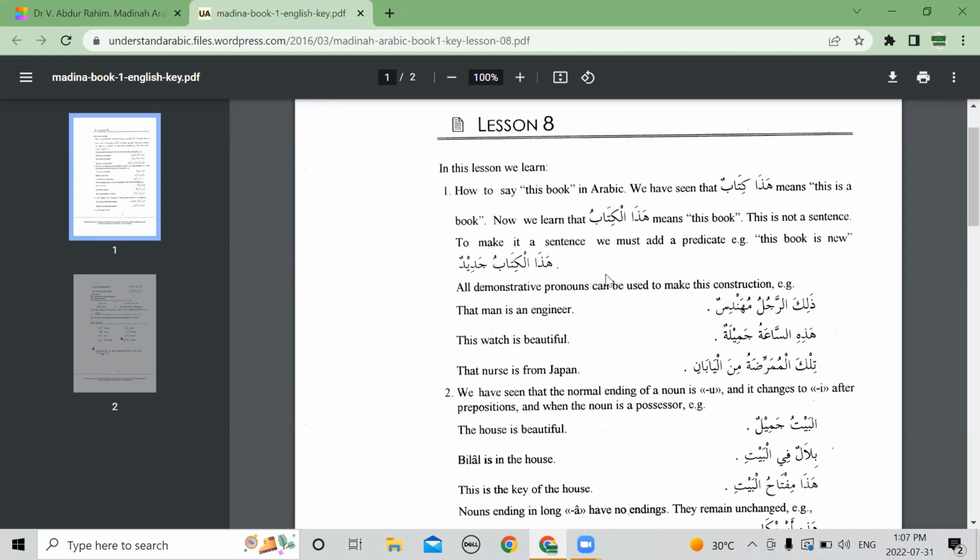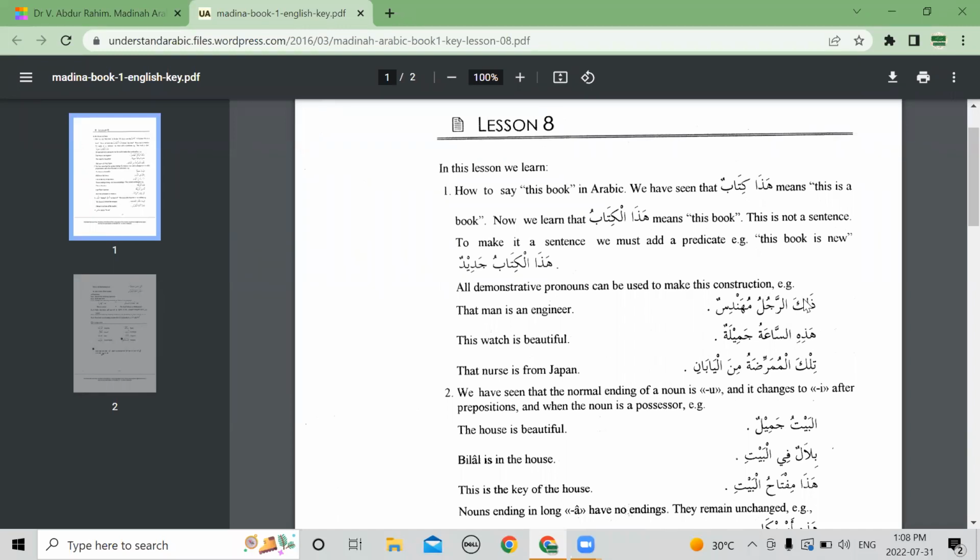learning in this lesson. And all demonstrative pronouns, what are demonstrative pronouns? They are the ism al-ishara, right? We have dhalika, hadihi, hada, tilka. All of these are demonstrative pronouns, and all of these can make this type of murakkab. Okay, so ism al-ishara and the musharun ilaih, that's what it's called.